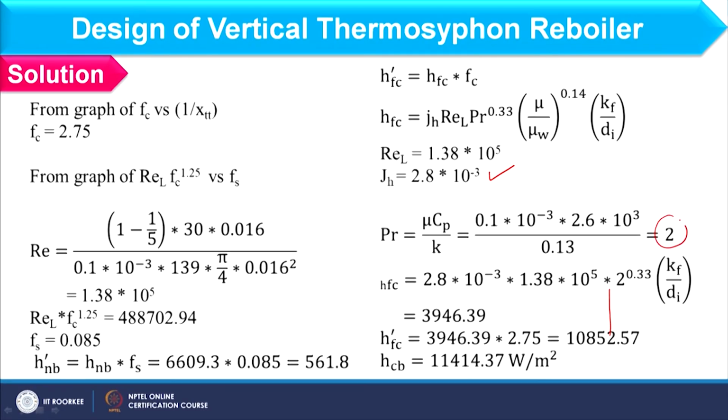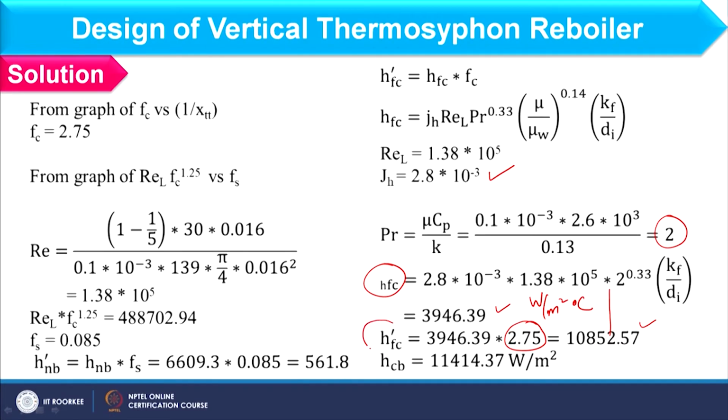And the Prandtl number we can find out because I know all the properties, and so the HFC value we can find out as 3946.39 watt per meter square degree Celsius, and we can multiply this with Fc, that is 2.75. So, the complete value of HFC dash you can have as 10852.57 watt per meter square degree Celsius.